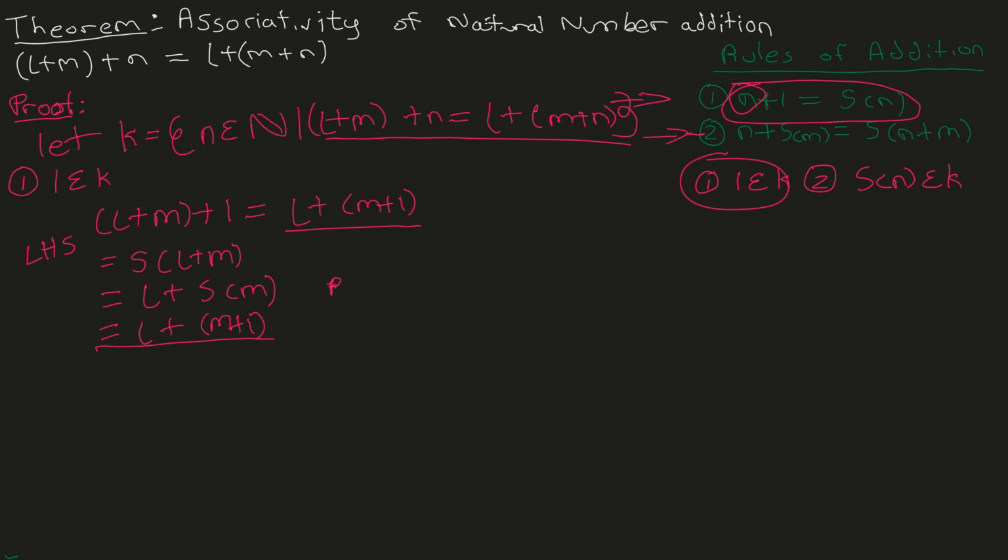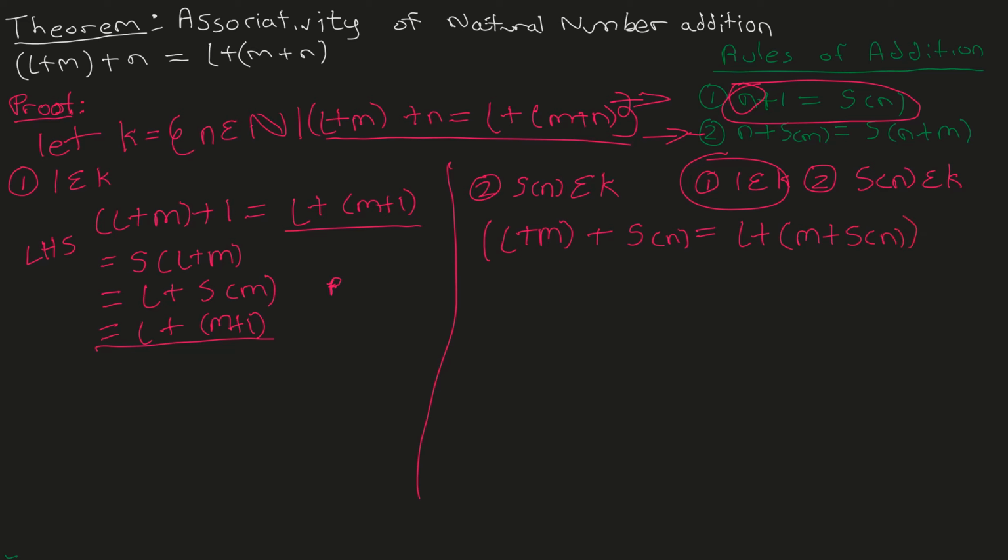Now let's prove the second property, which is that we have to prove that the successor of n is also in K whenever n is in K. So we're going to start this way. Replacing n with the successor of n, we need to show that (L + M) + S(N) = L + (M + S(N)).